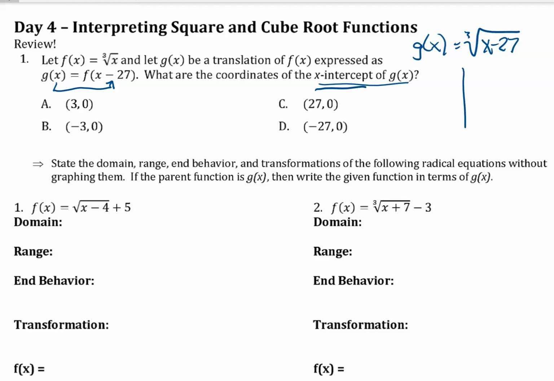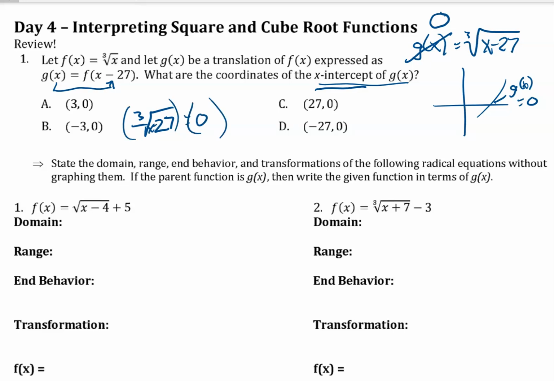Well, the x-intercept is where our graph crosses the x-axis, which is the place where g of x equals 0. So we're going to find at what point the cube root of x minus 27 is equal to 0. So we're going to use algebra, obviously. So we take the cube root of x minus 27, and we set it equal to 0. And then we need to do the same thing to both sides. What's that thing going to be? We're going to cube both sides.